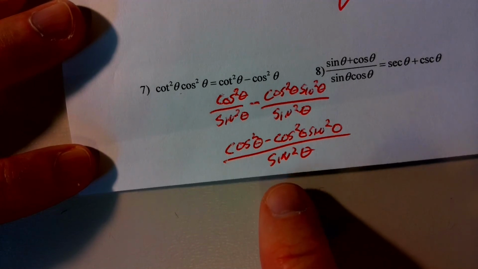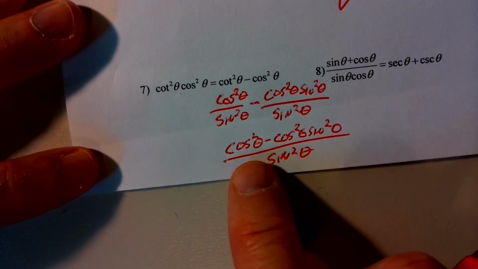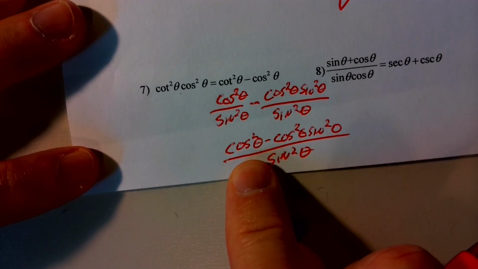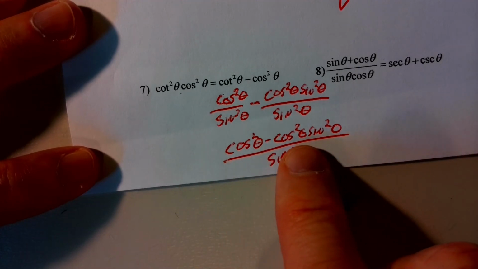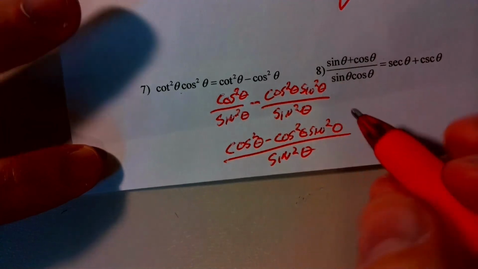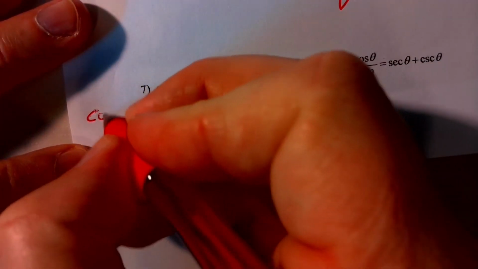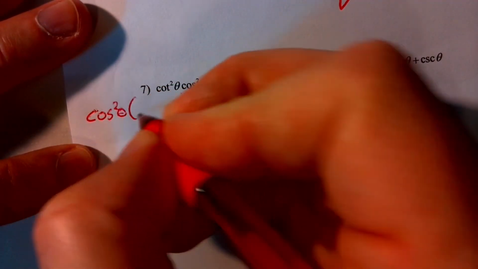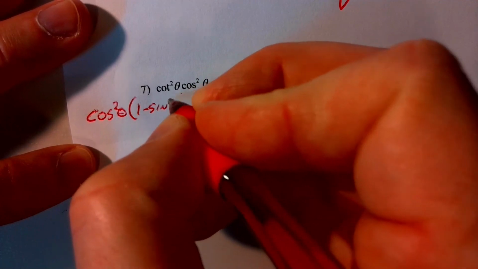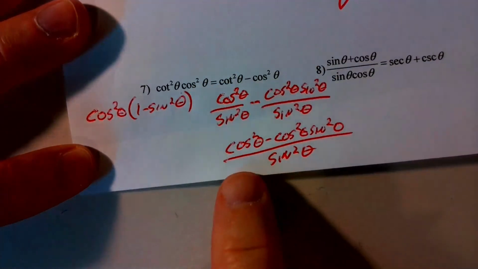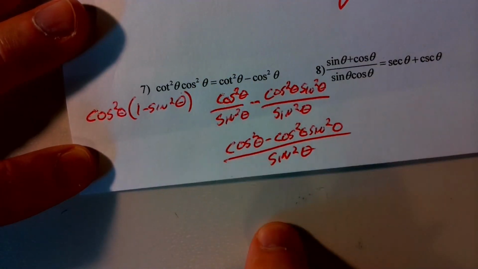I can also change this cosine squared right here, or this cosine squared right there, to 1 minus sine squared theta. Look at that. Let's try that. So I factor out a cosine squared theta. I'm going to come right up here. So this is my denominator. Factor out a cosine squared theta, and then I'm left with 1 minus sine squared theta. Do we see that? Pulling the cosine out of both of those.